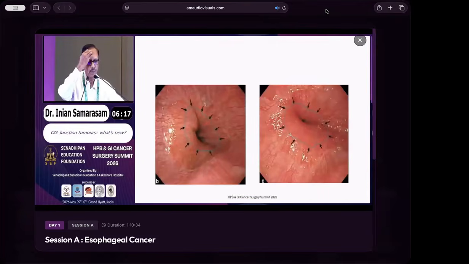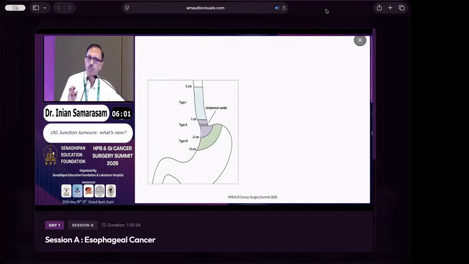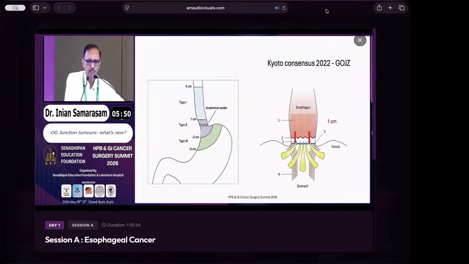However, there may be instances when the squamocolumnar junction doesn't correspond with the lower end of the palisade vessels, which is here. Why this is important is, one, for the definition of Barrett's, particularly the ultra short segment of Barrett's. And also, if you want to define true cardiac tumors, which is basically Siewert type 2, you want to accurately define the OG junction. So it is important to do that.